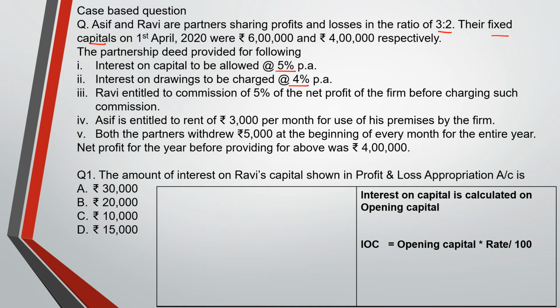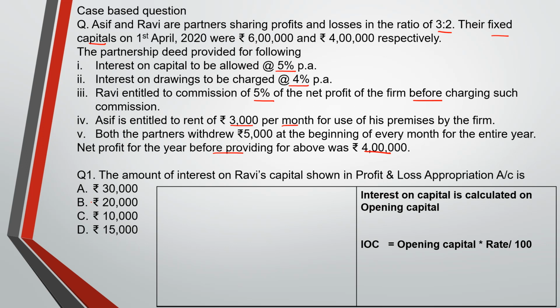Ravi, the second partner, is entitled to a commission of 5% of net profit of the firm before charging such commission. Asif is entitled to a rent of 3,000 per month for use of his premises by the firm. Both the partners withdrew rupees 5,000 at the beginning of every month for the entire year. Net profit for the year before providing for the above was 4 lakh. So this is the case. Now we are going to be answering questions related to this case. So pause the video and try attempting the questions and then come back and recheck.